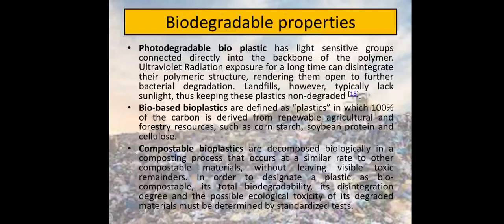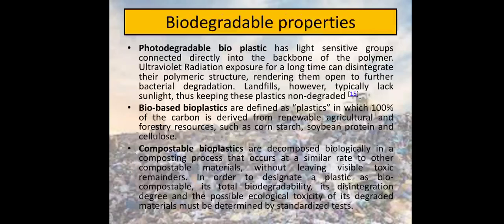Now the next one is the bio-based bioplastics. These are defined as plastics in which 100% of the carbon is derived from renewable agriculture and forestry resources. These easily get degraded, such as cornstarch, soybean protein, and cellulose. It is called bio-based bioplastic, which is biodegradable in nature, with complete biodegradation of such plastic.